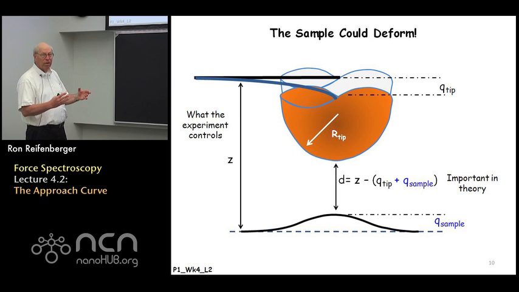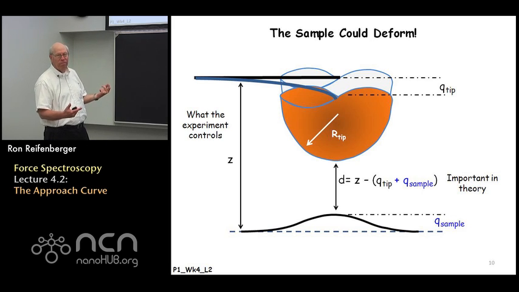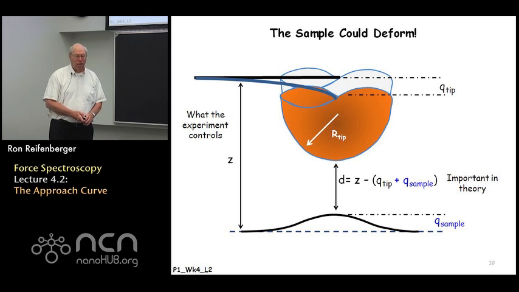That's a much more complicated problem, but that would cause you to alter your definition of what D is, as I've tried to indicate in this equation. So that's something that you have to be concerned about, especially if you're looking at thin, soft layers on substrates or very soft substrates themselves.